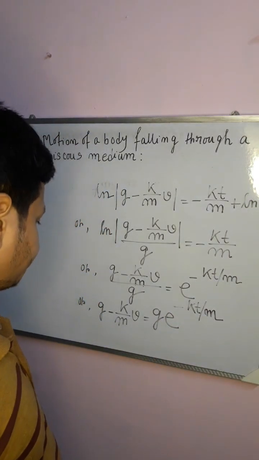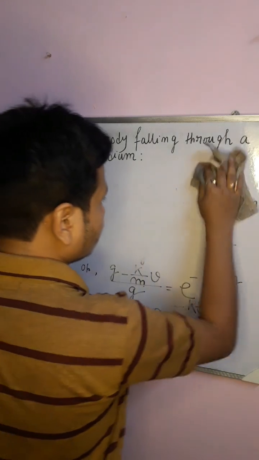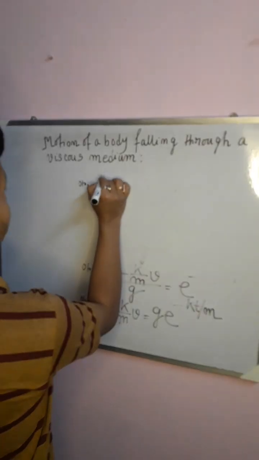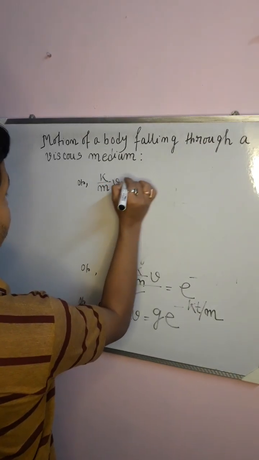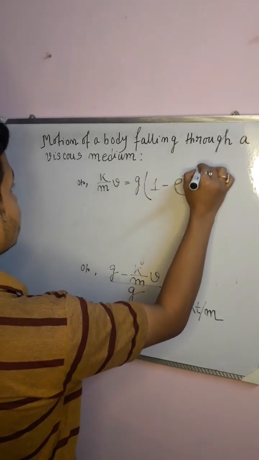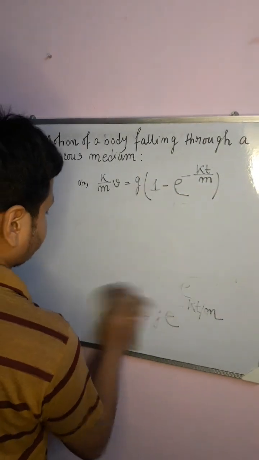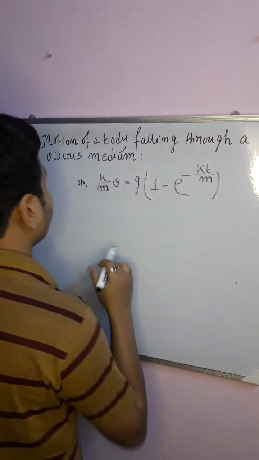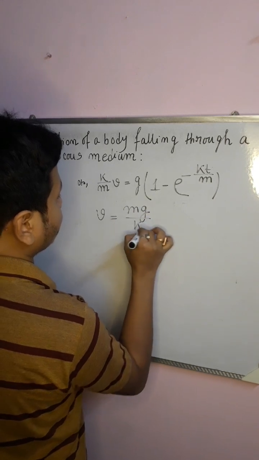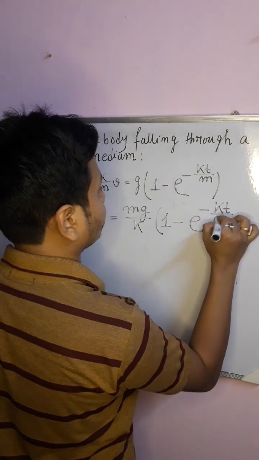So we can write this expression. Now if we simplify a little, k by m into v equals g into (1 minus e to the power minus kt by m). Now what will be v? v equals mg by k into (1 minus e to the power minus kt by m).